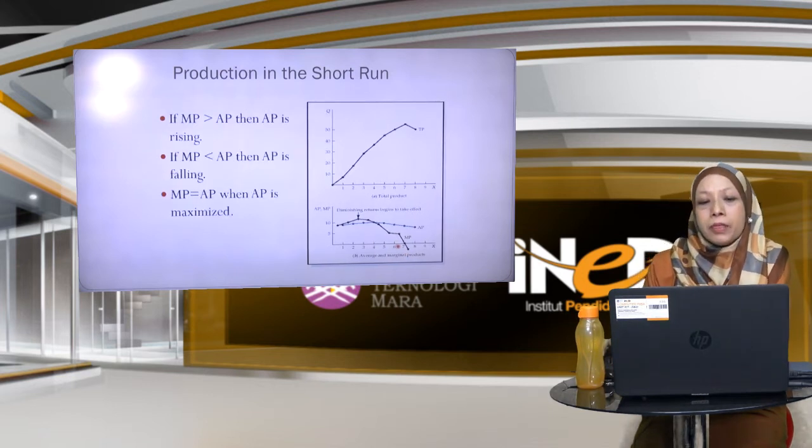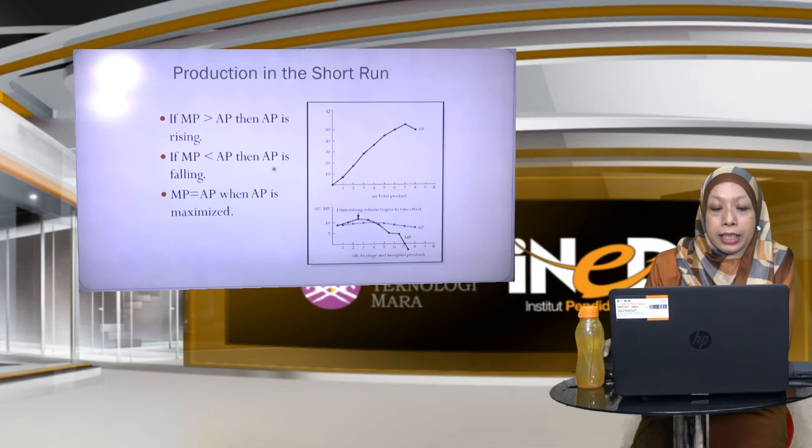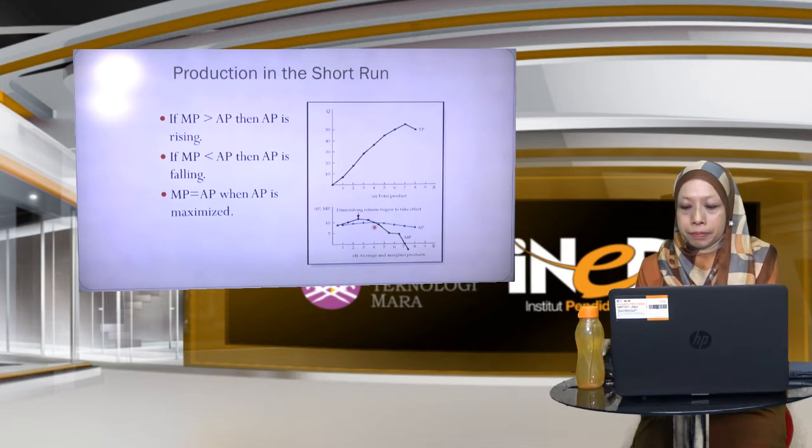Now let us look at the relationship between marginal product and average product. As you can see here, when marginal product is greater than average product, in other words, marginal product is above average product, average product is increasing. When marginal product is less than average product, in other words, the marginal product curve is below the average product curve, you can see that average product is falling. And when marginal product equals average product, average product is maximized.